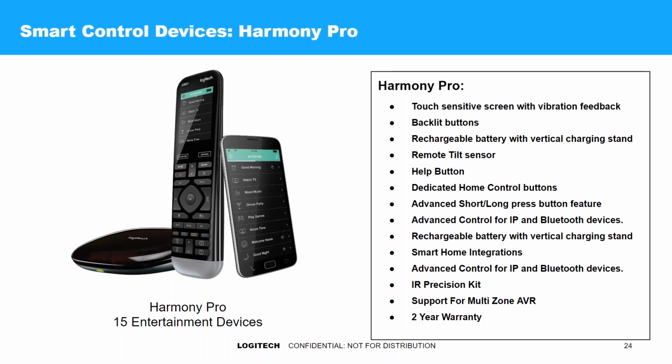So again, the home control button is another very cool feature that you find on that product as well. So you can tie in your Lutron lights, for instance, an individual light or a group. The other benefit is that the Harmony Pro comes with an IR precision kit. So these are dedicated IR emitters that come with rubber boots. It also has support for multi-zone AVRs. Again, you're not going to find that on any other product.